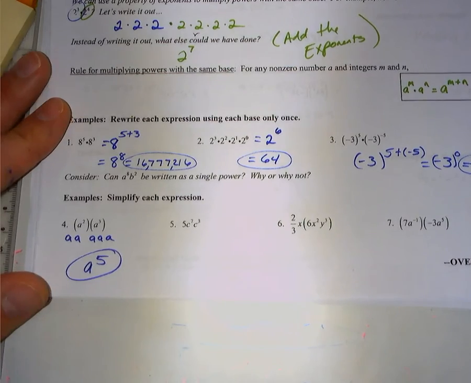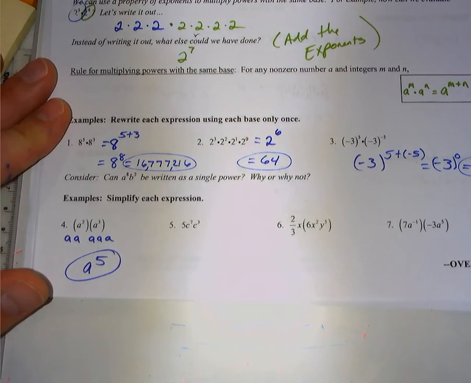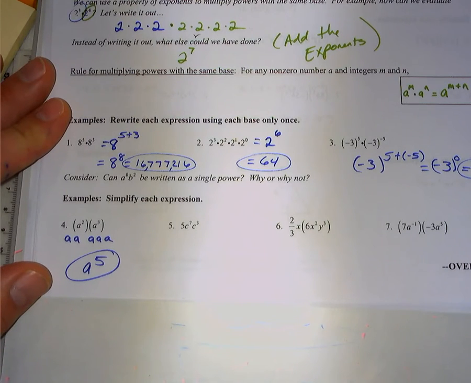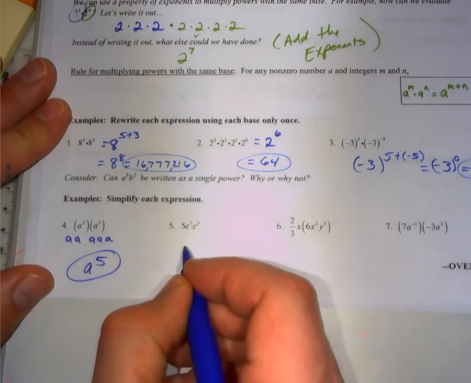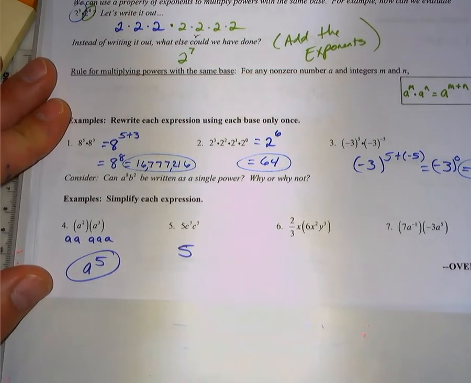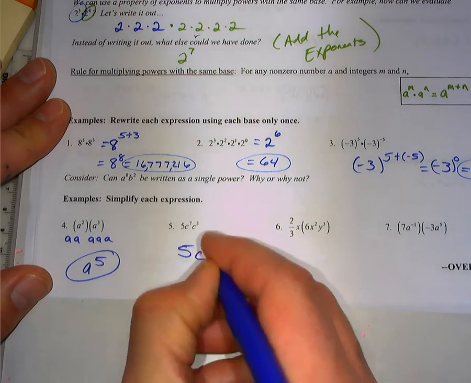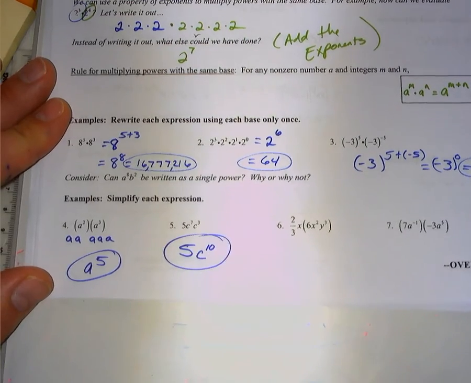Okay, so sometimes on quizzes and tests, you start freaking out because there's a bunch of rules we're going to learn. Well, just write them out. It's not too bad. All right, what do we get on the next one? We get 5c to the 7 times c cubed. That's 5c to the 10, yeah. Just add those exponents, 7 plus 3.